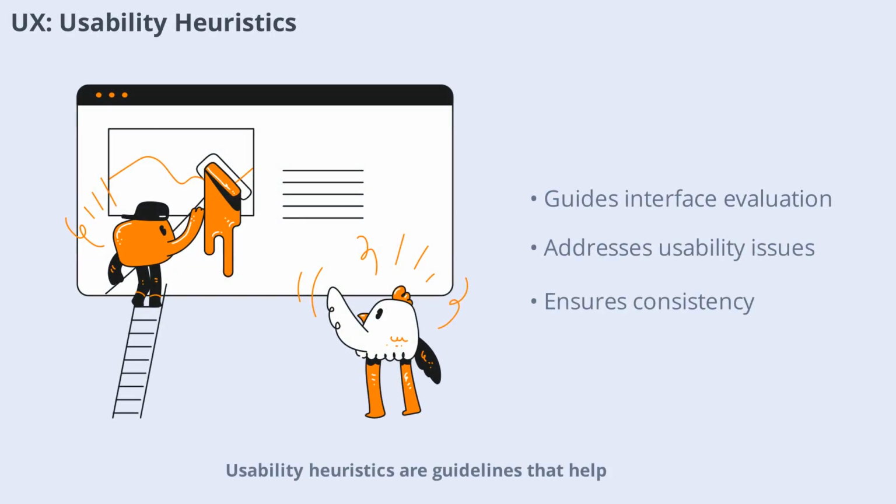Usability heuristics are guidelines that help UX designers evaluate and improve interfaces. These principles, such as consistency, feedback, and error prevention, provide a checklist for creating user-friendly products. By applying heuristics, designers can quickly identify and address common usability issues.